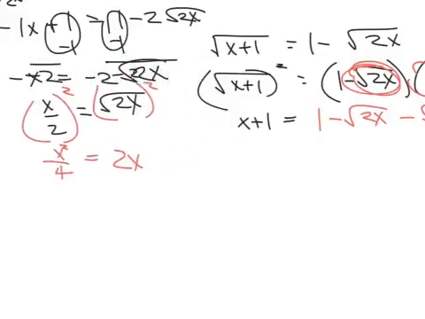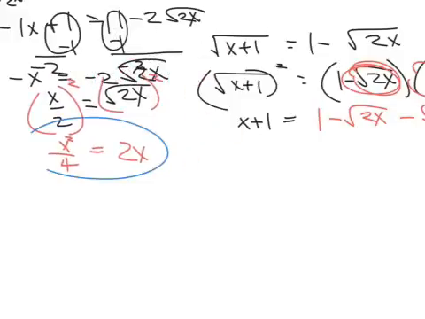Okay, so what do we do with what I have there in red? Well, this is 2x over 1, and I have an equal sign. I have two fractions, so I can cross multiply. Cross multiply.